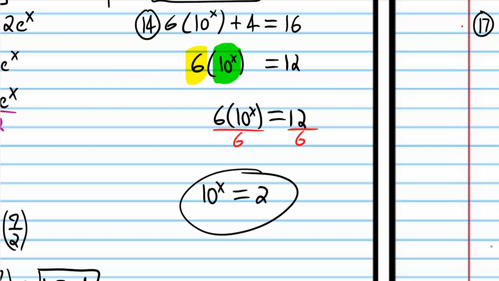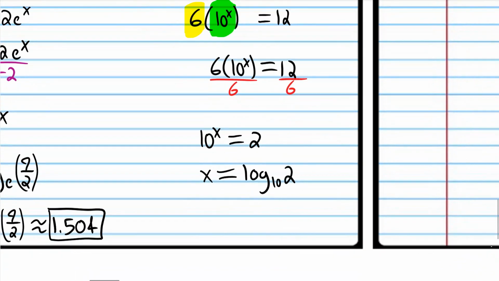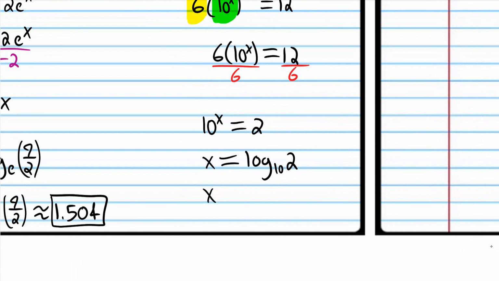So at this point, we're stuck. We have to use advanced mathematics. So what do we tell the calculator? We tell the calculator log base 10 of 2. It's just a way to tell the calculator how to figure out the answer. But remember, in a calculator, we don't write the log base 10 of 2 because that's a special base. We write the abbreviated log 2.